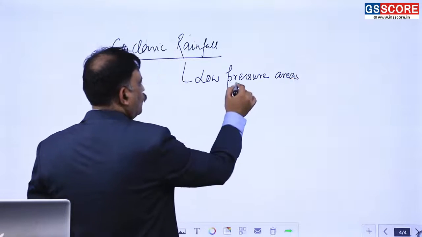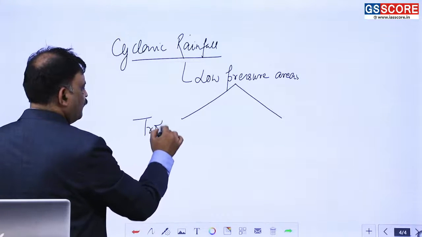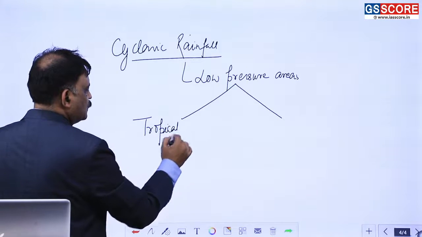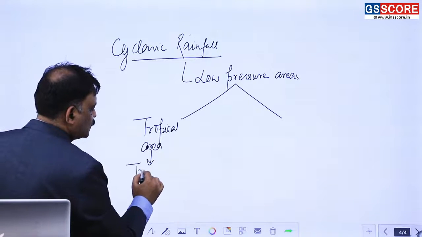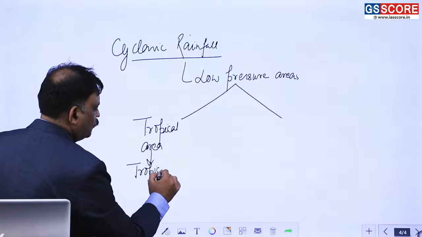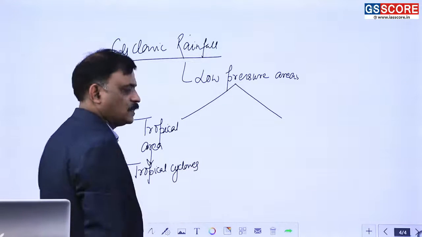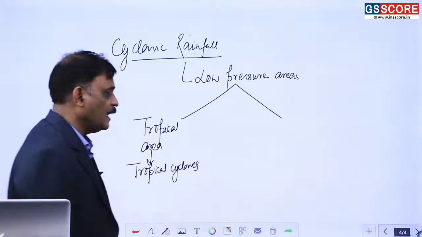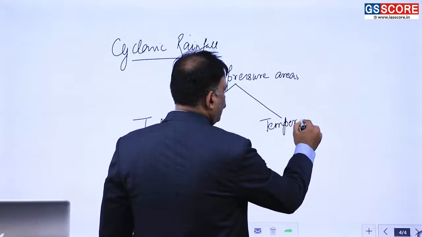ओके। अब ये लो प्रेशर एरियाज जो होते हैं वो दो जगह आपको देखने को मिल सकते हैं, एक तो ट्रॉपिकल रीजन्स में, you can find them in the tropical areas and there we call it a tropical cyclone. And another one that we find in a temperate region.